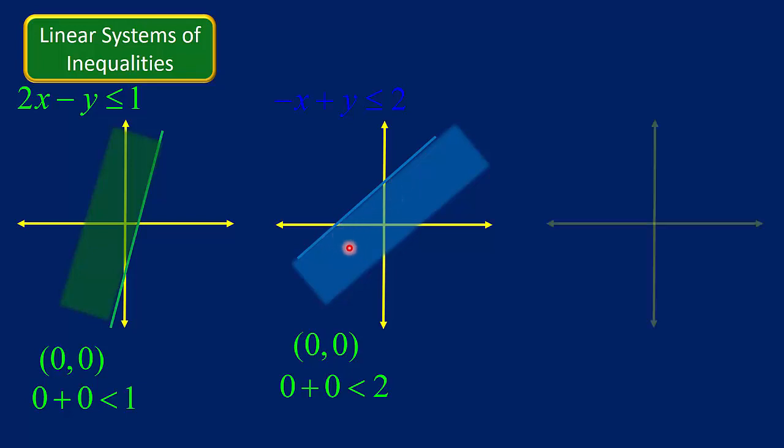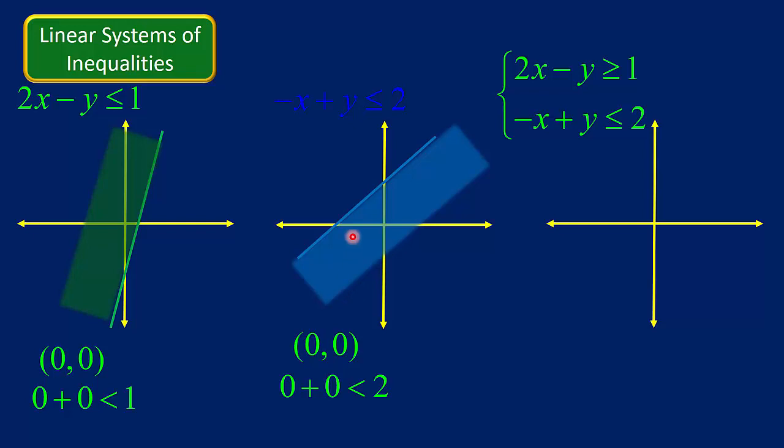Okay. Now let's put these two together. I've got 2x minus y greater than or equal to 1, and negative x plus y less than or equal to 2. Now notice I've got this inequality and this inequality, and I want to know where they overlap. So I'm putting these two together. I sketch these two lines, and then I decide where the shading goes. I'm above this line, so I'm going to shade above this one and below this one.